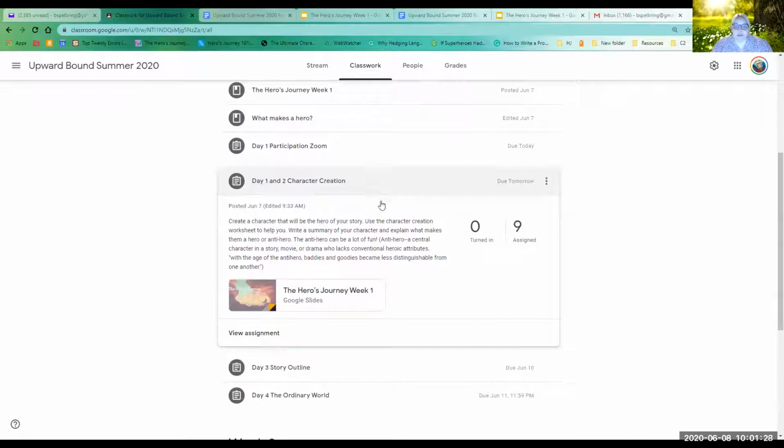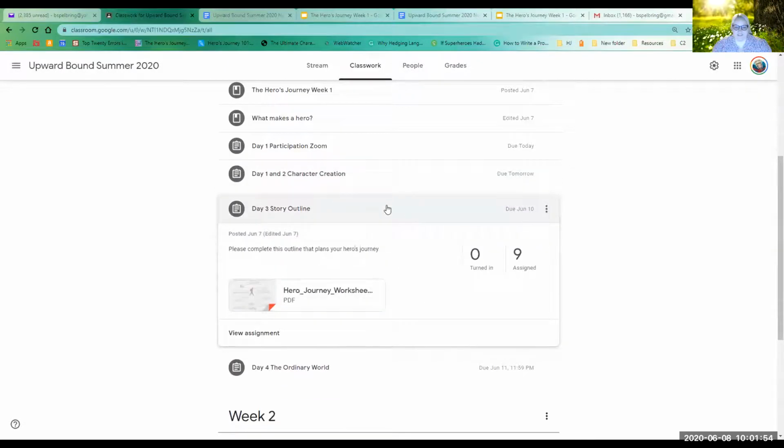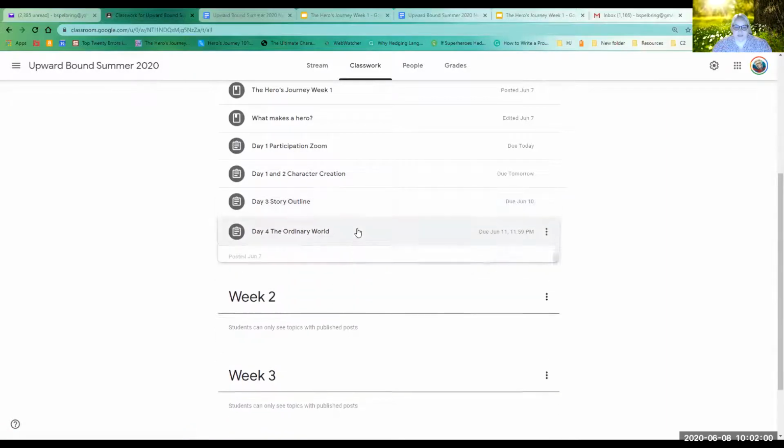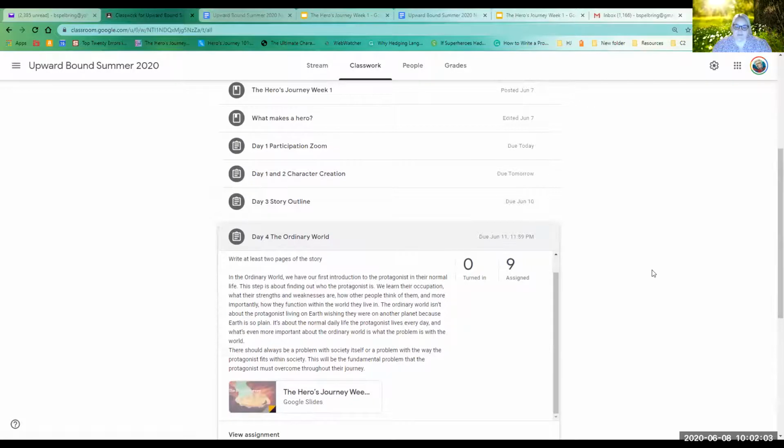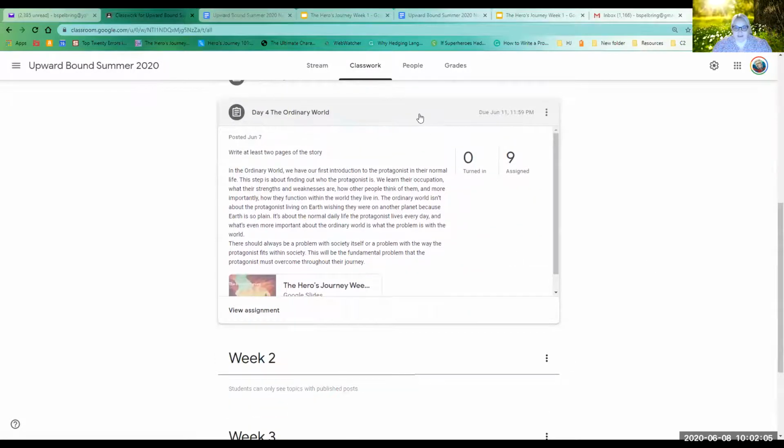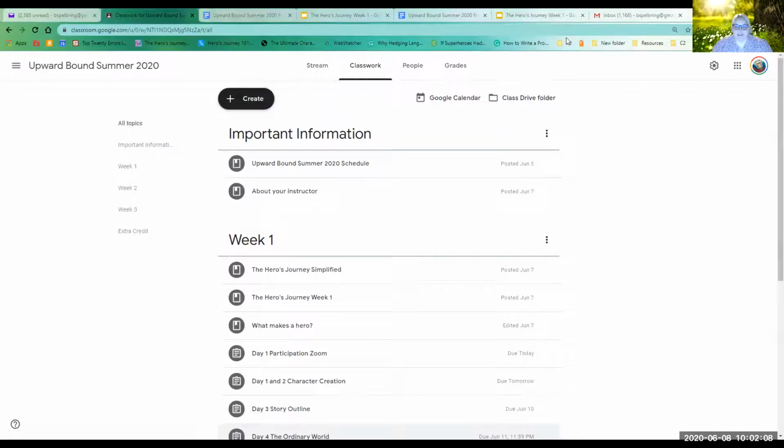Like I said, days 1 and 2 are character creation. What you're going to do will make more sense when I read this to you after. But just know that you can do either a hero or an anti-hero, and both can be a lot of fun, especially the anti-hero, because it's not always the typical kind of hero. This is the story outline for Wednesday, and this is the hero's journey worksheet. And day 4, like I said, is going to be the first 2 pages of your story, or longer, at least 2 pages.